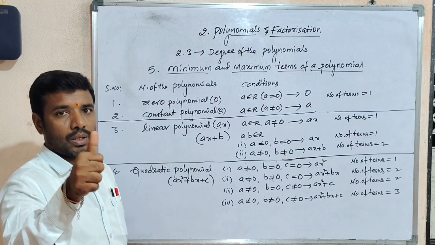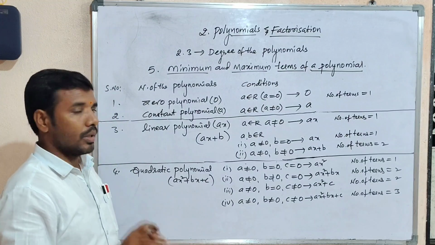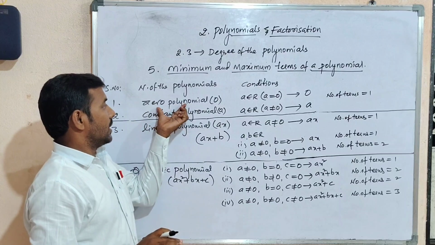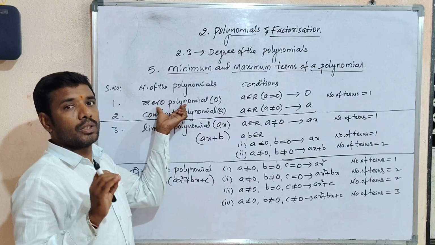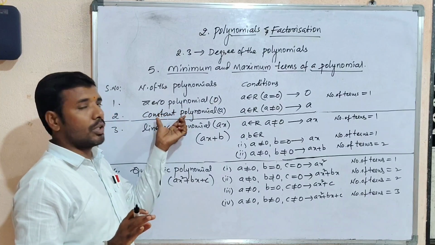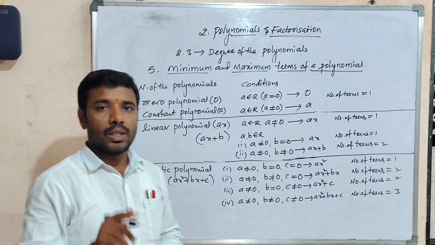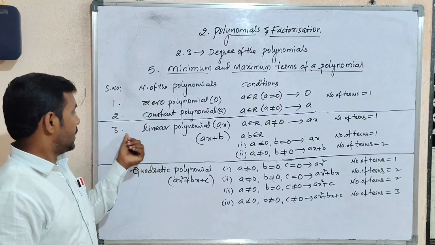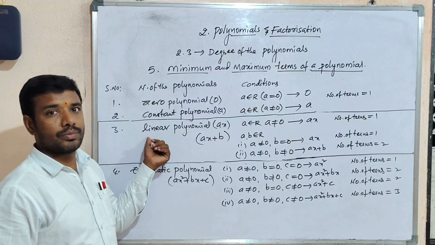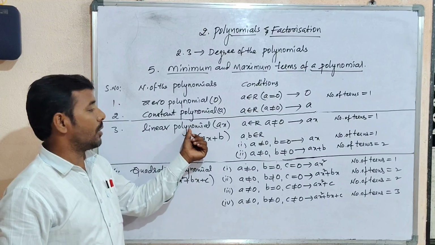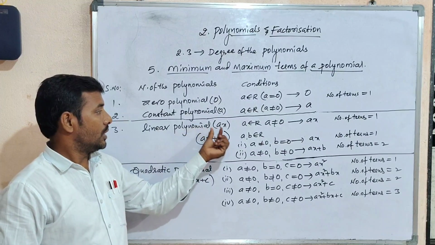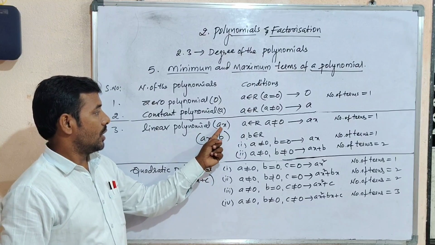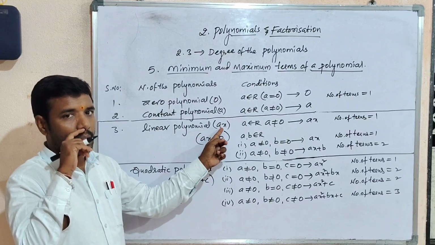Remember and conclude that the number of terms in a zero polynomial and constant polynomial is always 1 only. Right, next. Let us see the third one. Its name is linear polynomial. In linear polynomials, we want to discuss two things here. Ax is one of the linear polynomials.